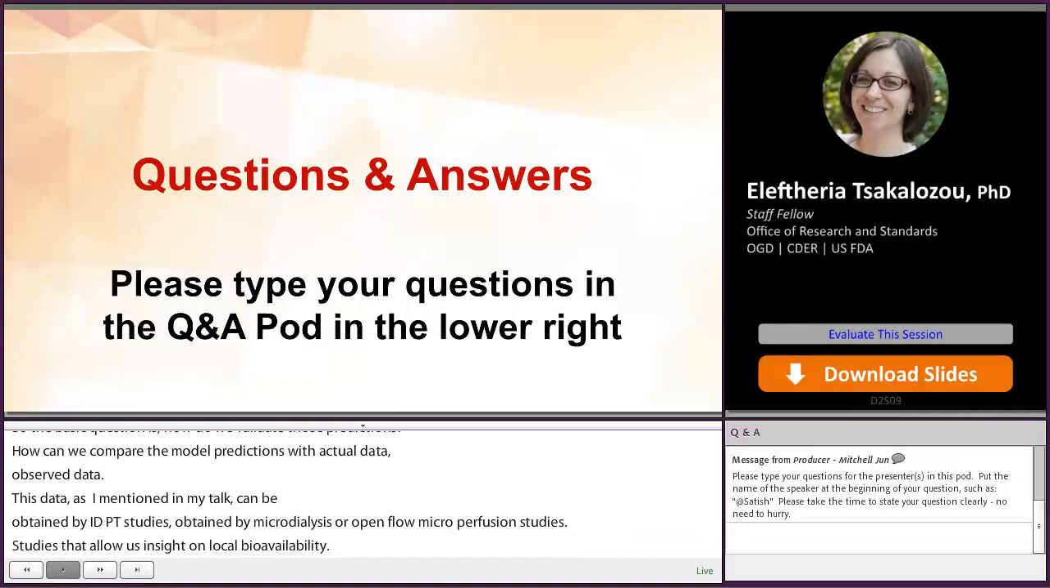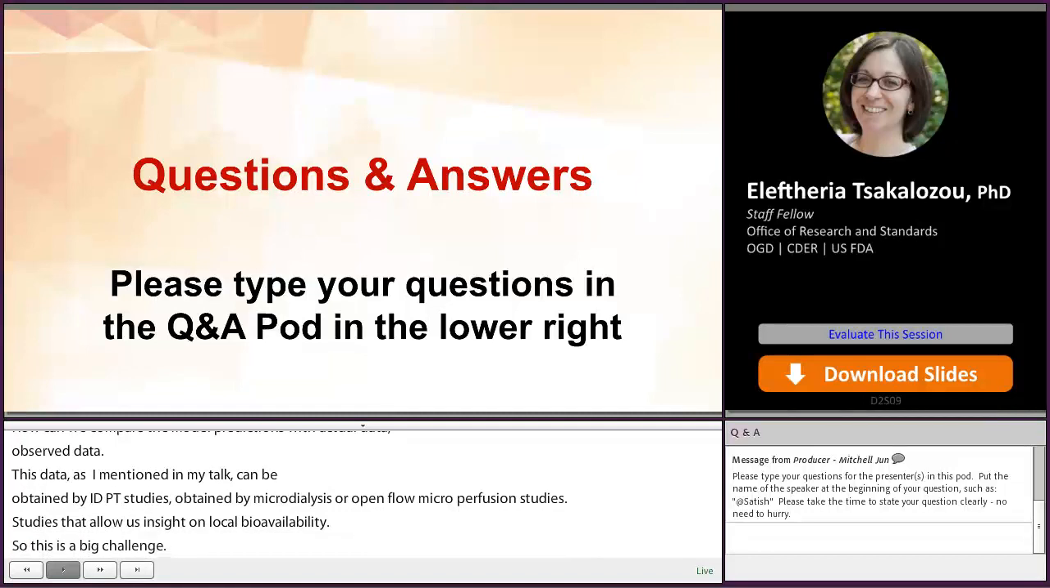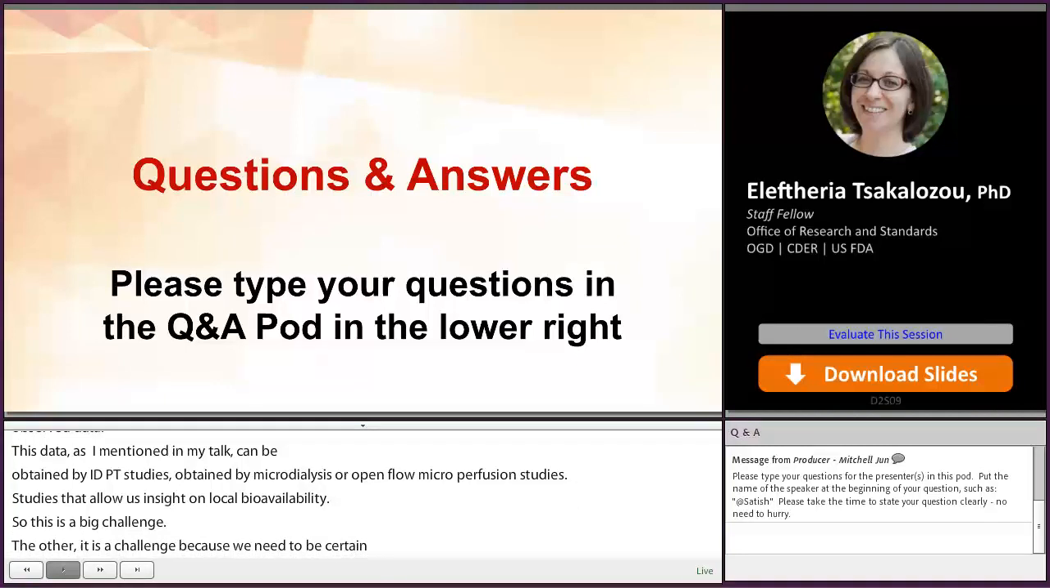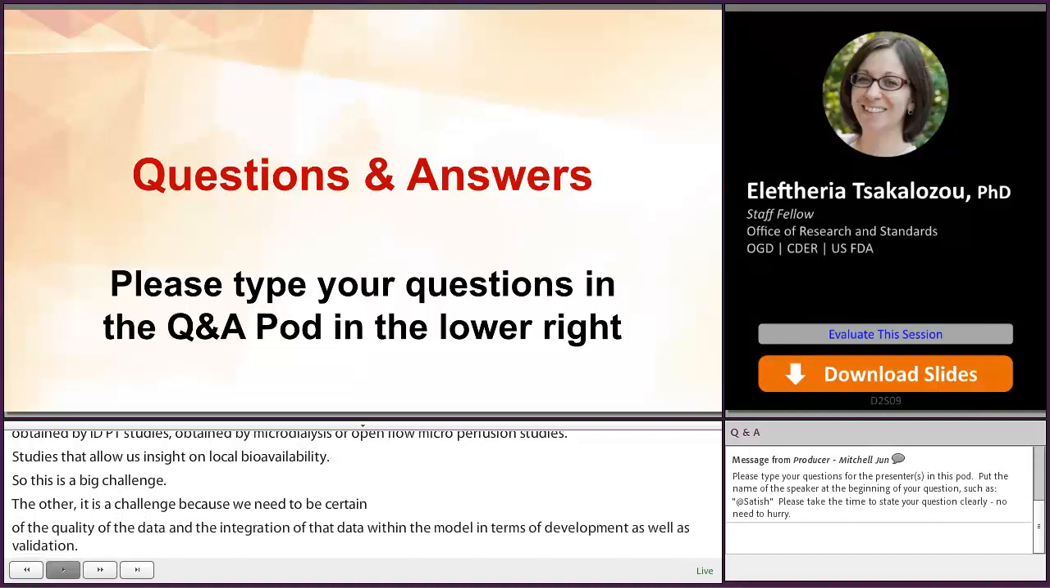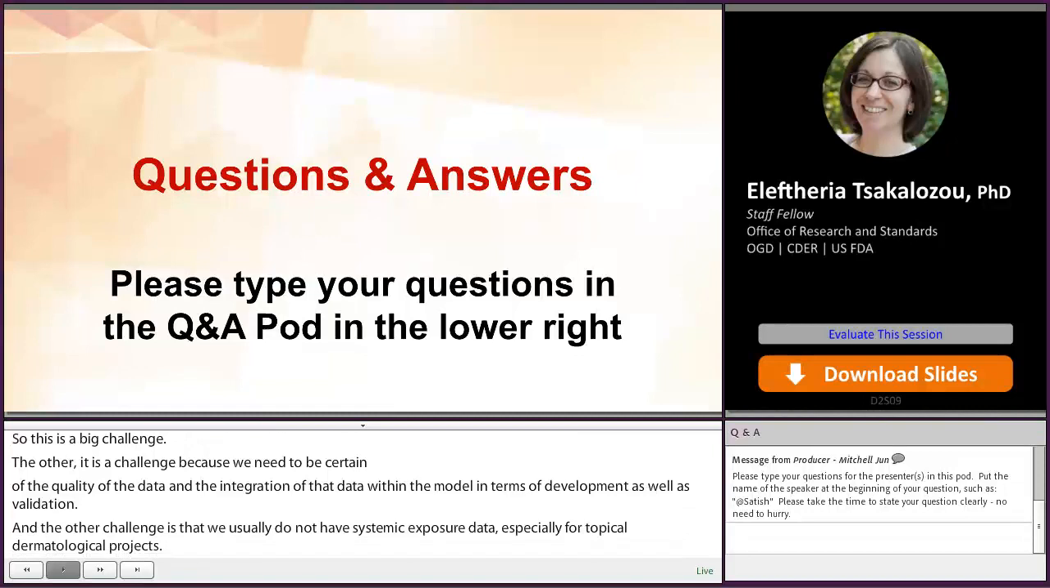And then the other challenge is that we need to be certain of the quality of the data and the integration of that data within the model in terms of development as well as validation. The other challenge is that we usually do not have systemic exposure data, especially for topical dermatological products. So the only validation that can take place for our model when we are developing it is locally within the skin. So this is a consideration.